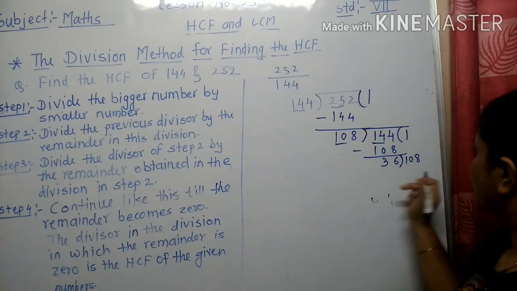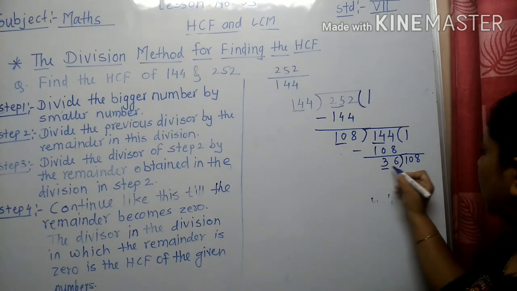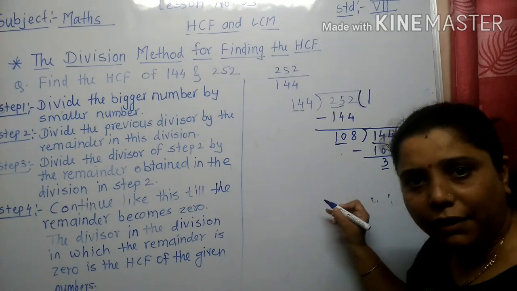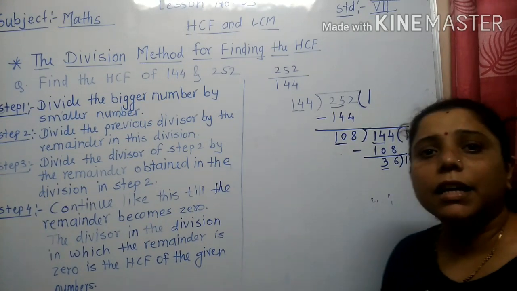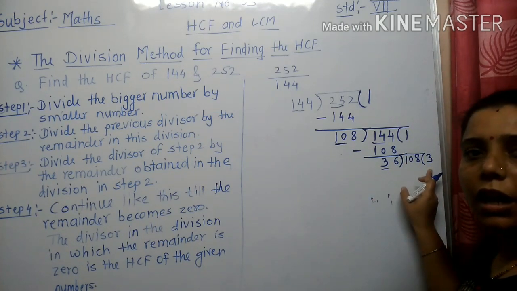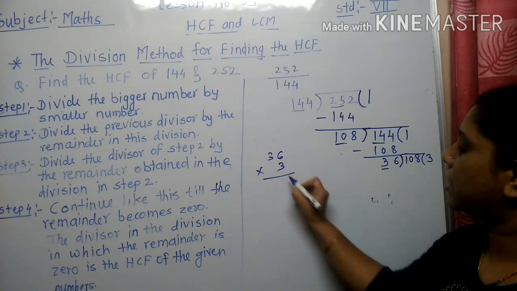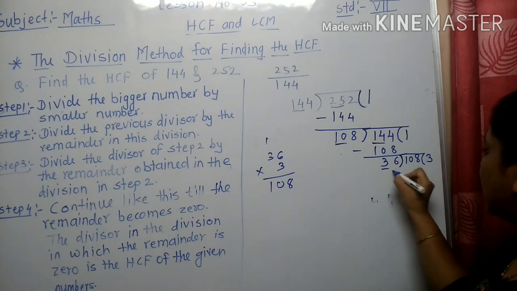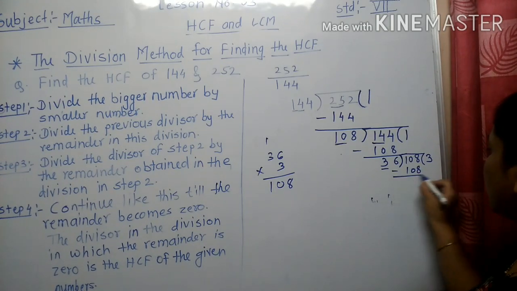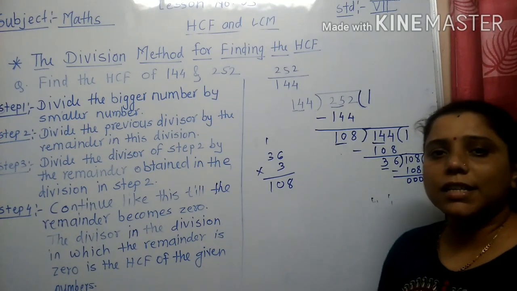Understood? So again you have to do the division. Again here 3 3s are 9. So can I divide by 3? Yes. So here I will divide by 3. So 36 into 3. How much is it? 6 3s are 18, carry 1. 3 3s are 9 plus 1, 10. Yes, 108. So your remainder is 0. Understood? Okay. Now what is the next step?